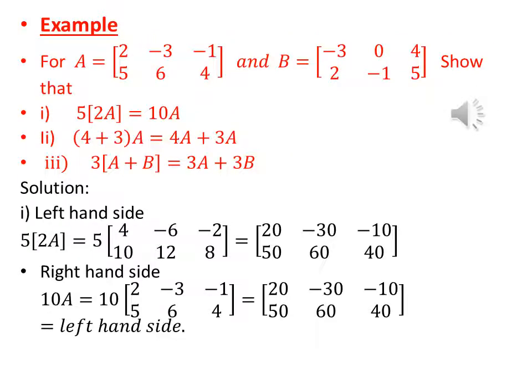Now we have studied matrix addition, subtraction, and multiplication by a constant. Now we have an example that collects all of them together. Matrix A has dimension 2 by 3, containing 2, negative 3, negative 1, 5, 6, 4. And matrix B also has 2 rows and 3 columns, with content negative 3, 0, 4, 2, negative 1, 5.